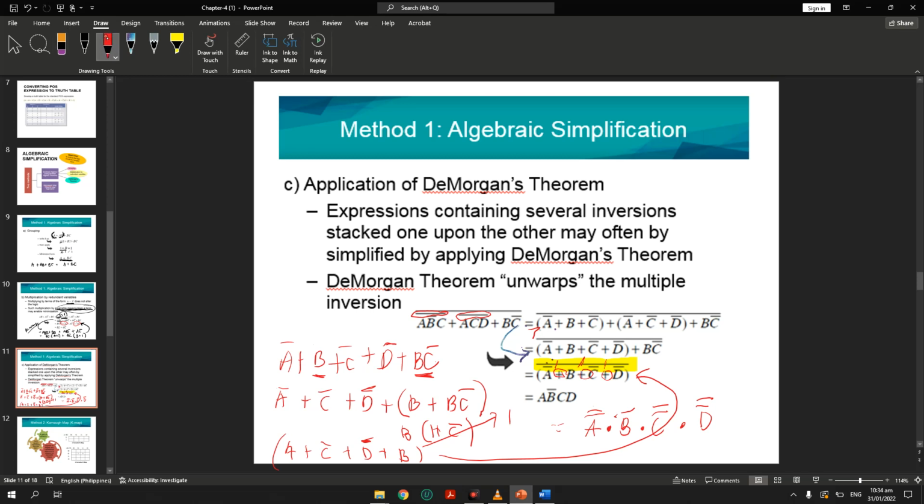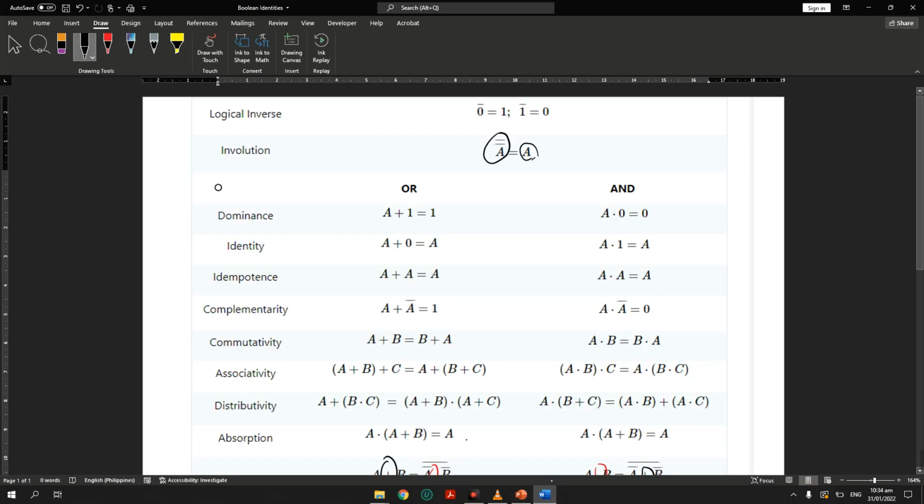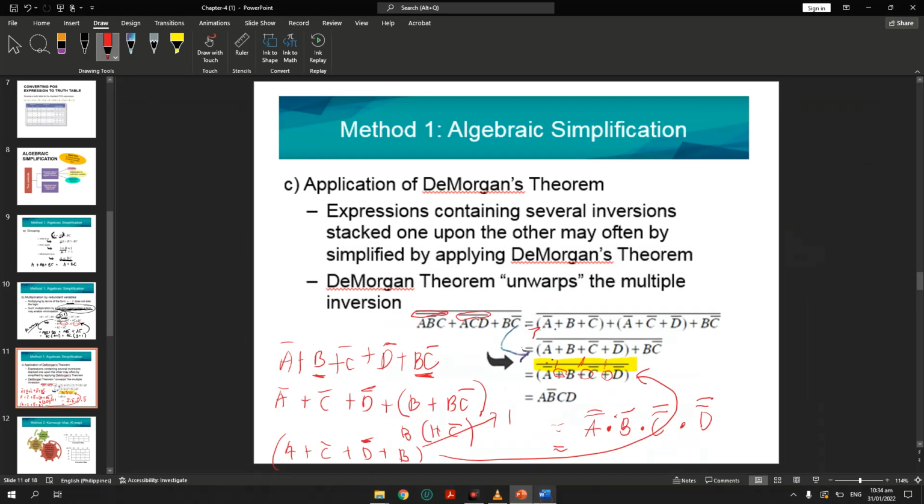So here again, we want to break the longer bar in the yellow. So it becomes this one. Again, with our involution theorem, the double bar becomes positive. So A double bar is A, times B bar, times C double bar, which is just equal to C, times D double bar, which is equal to D. That is this expression. So that is simplification using De Morgan's theorem.